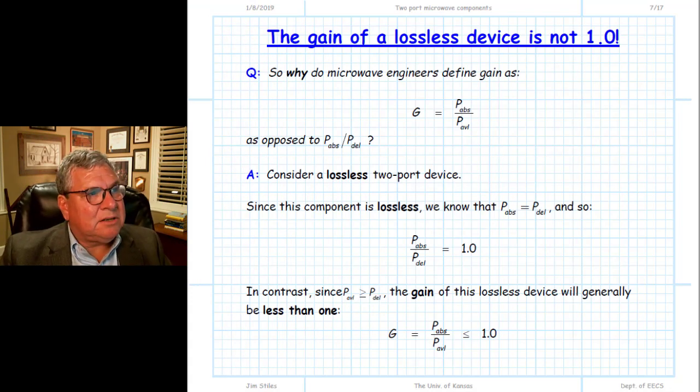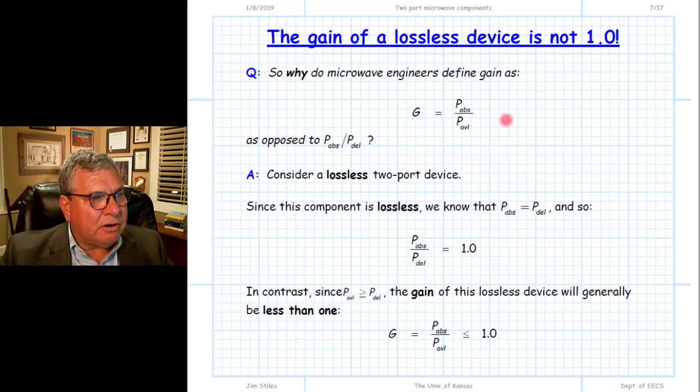So we have two ways of defining gain. We could define gain as the ratio of the power absorbed by the matched load to the power available from the matched source at the input, or we can define it as the ratio of the power absorbed by the matched load to the power delivered by the matched source at the input. And we just showed that these two ratios will give us different answers.